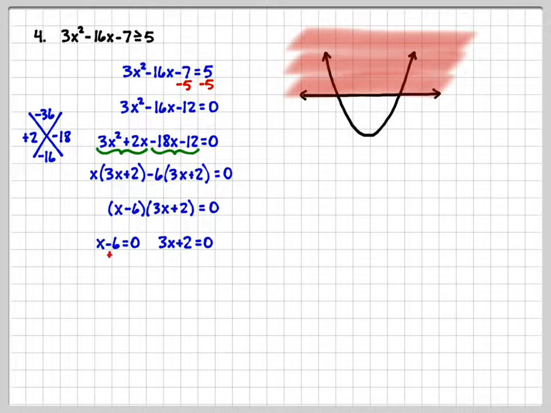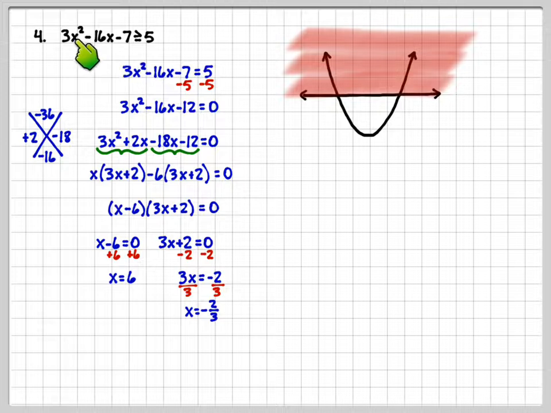Solve each one of those, so I'm going to add 6 on the first one, we get x equals 6. And the second one is two parts, we're going to have to subtract 2 first, so we get 3x equals negative 2, and then we're going to divide by 3, which gives us x equals negative 2/3. Okay, so there's our two solutions to this equation when they're equal to each other.